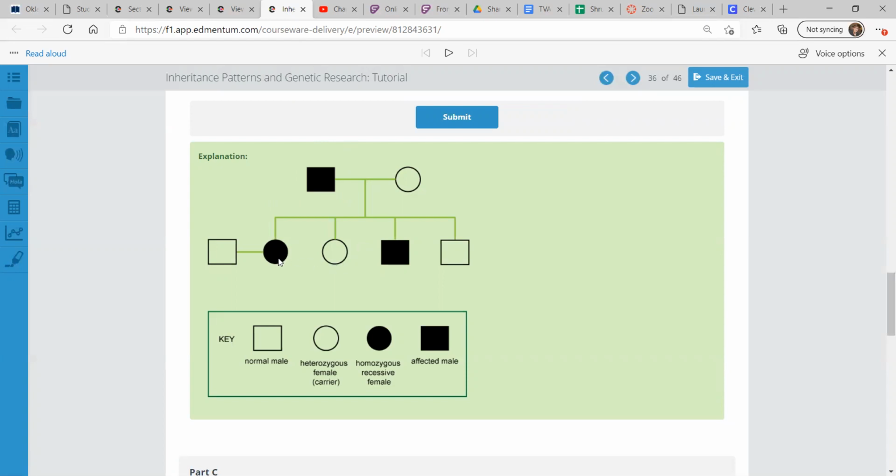One person is female and homozygous recessive. So they got both recessive genes from their parents, and she is affected. One female is heterozygous, just a carrier. One male is normal, unaffected, and then one male is affected again. So this is a bad scenario. Well, worst case would be both parents affected, but this is pretty bad too.